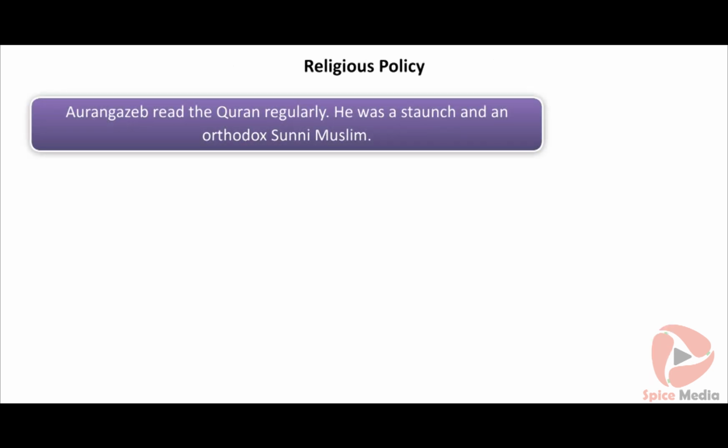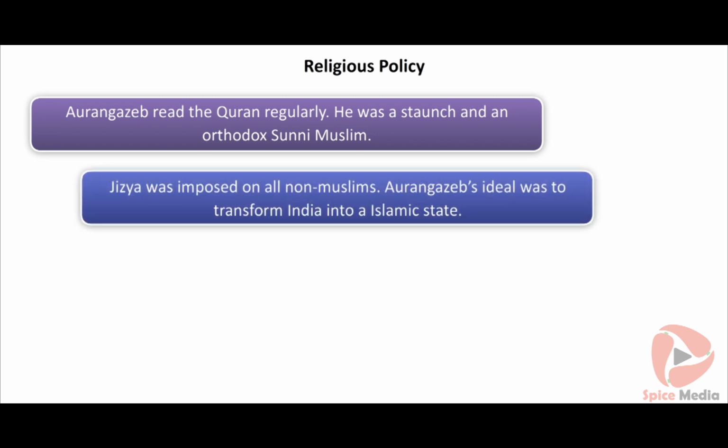Aurangazeb read the Quran regularly. He was a staunch and an orthodox Sunni Muslim. He did not like the non-Muslims and the Shia Muslims as well. He considered all of them inferior. Jizya was imposed on all non-Muslims. Aurangazeb's ideal was to transform India into an Islamic state.